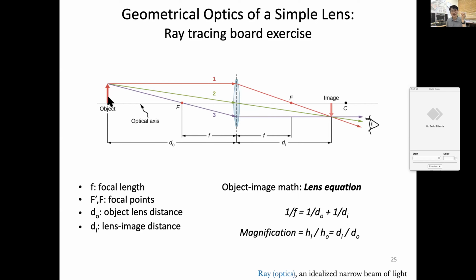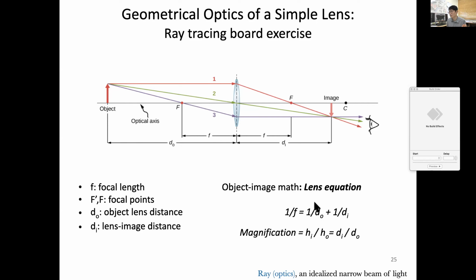So if the object is somehow twice farther from the focal length, then the image should be twice farther from the lens. Does it make sense? And in fact, from this image, what if this d sub o is in fact smaller than f? So let's say this object distance is smaller than f, such as half of the f.